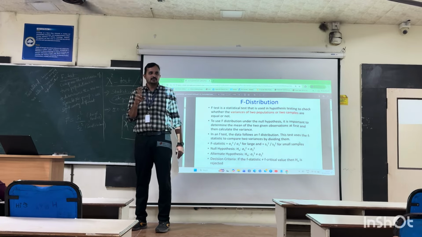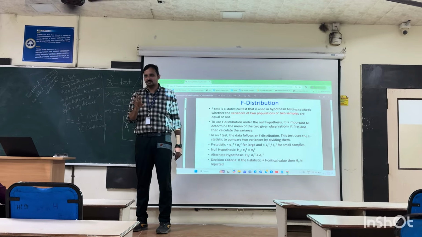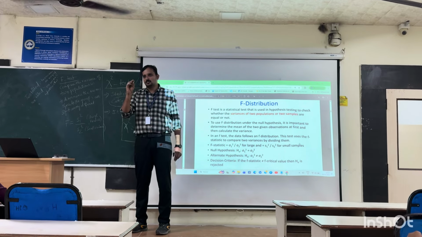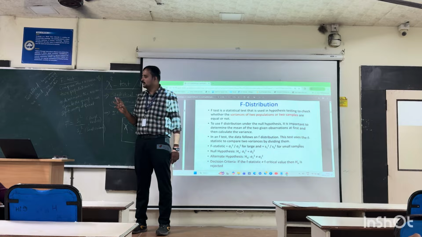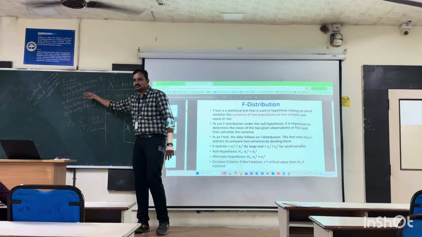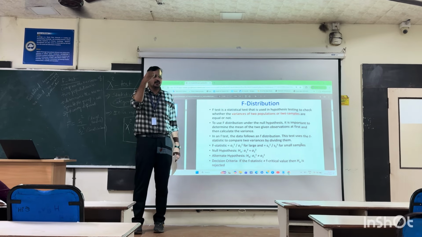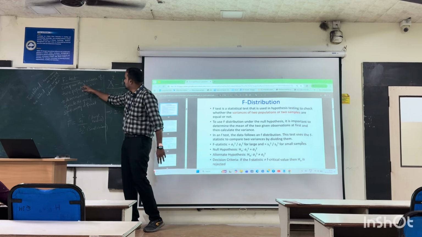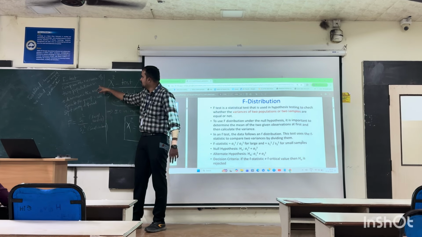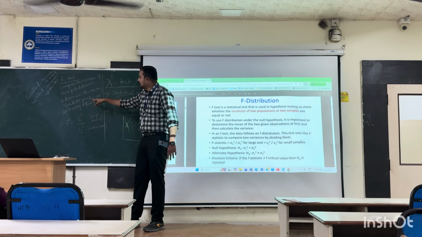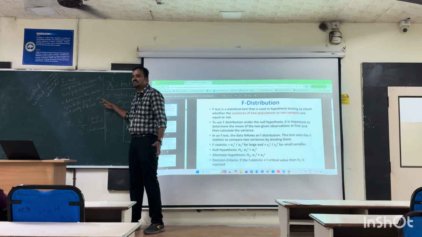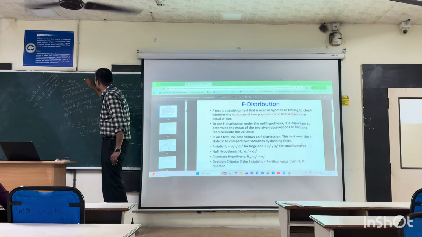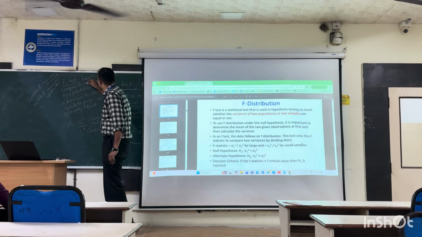For example, you discover a new drug. That drug is effective for some people and not effective for some people. So you are considering two populations, maybe male or female. So you compare the variance of two populations, or you determine whether the means of multiple groups are significantly different. So you can simply say that this is an analysis of variance.